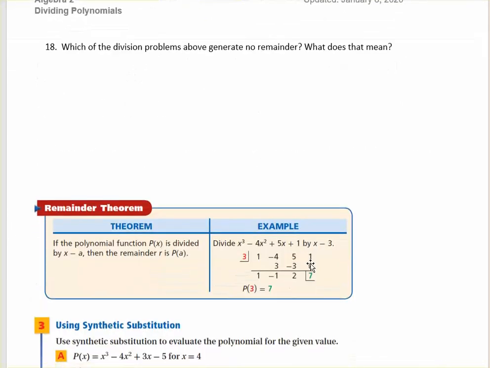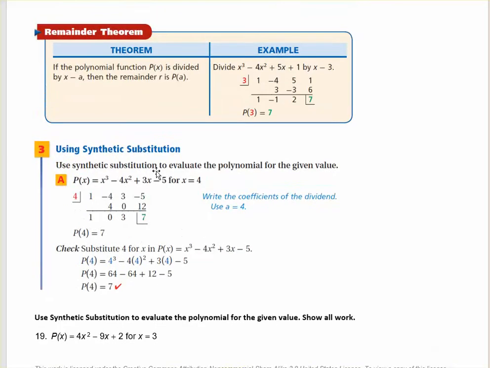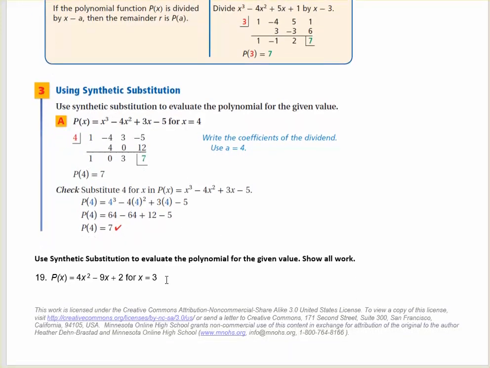All right, so the last part here, this part's pretty easy. You're just going to use synthetic division to evaluate at a given value. So you would just take the number. Look at the example first. We have x to the 3rd minus 4x squared plus 3x minus 5, and we want to evaluate at x equals 4.